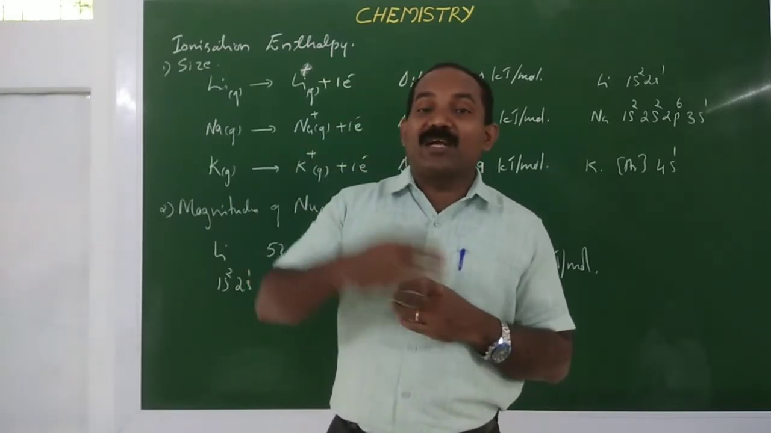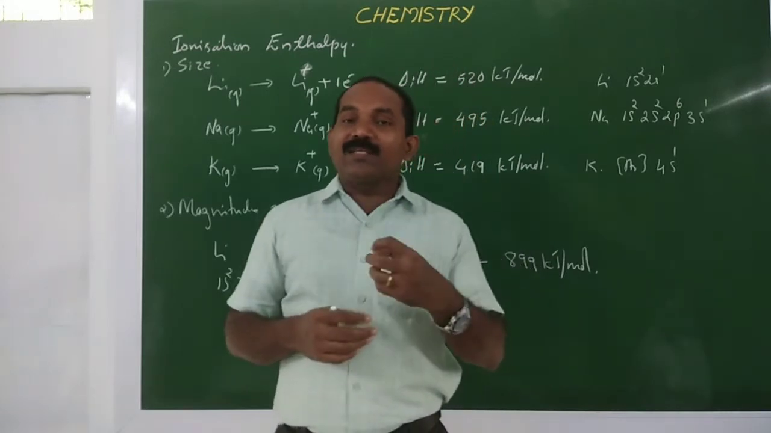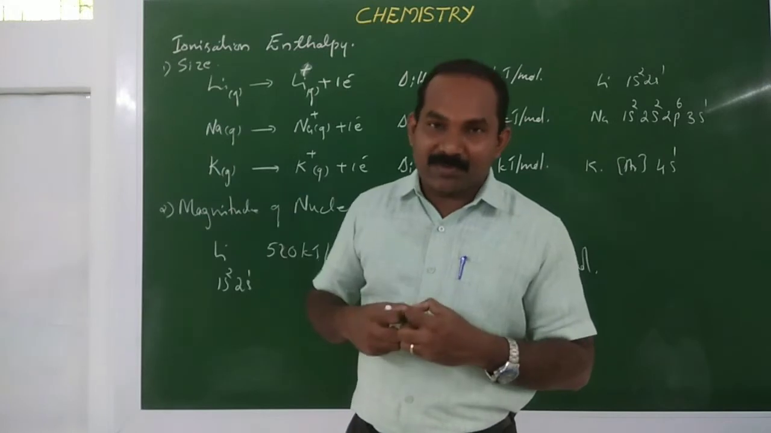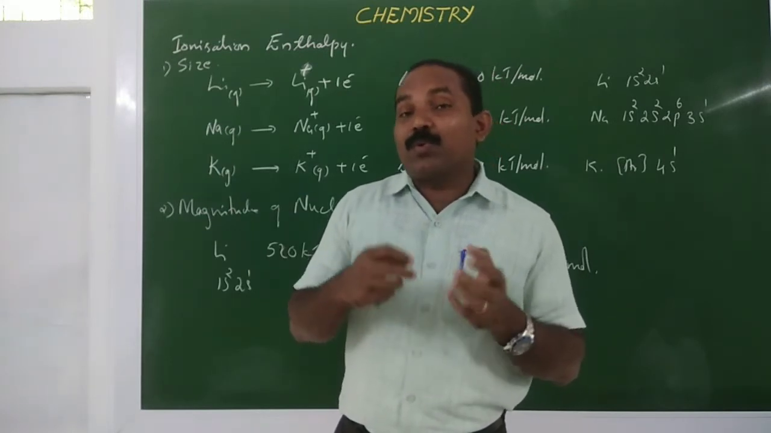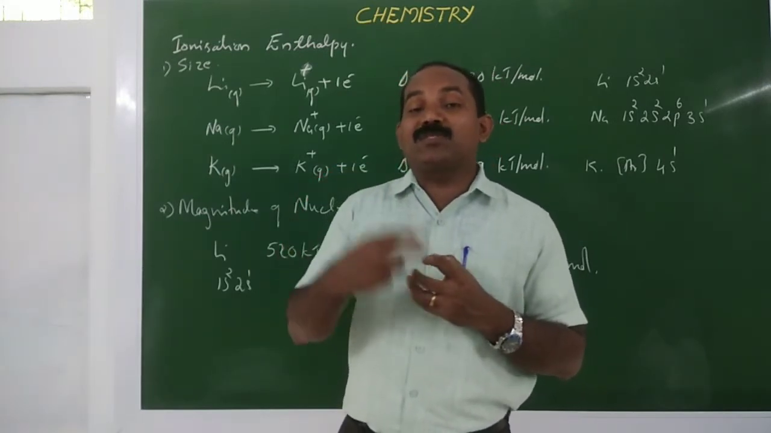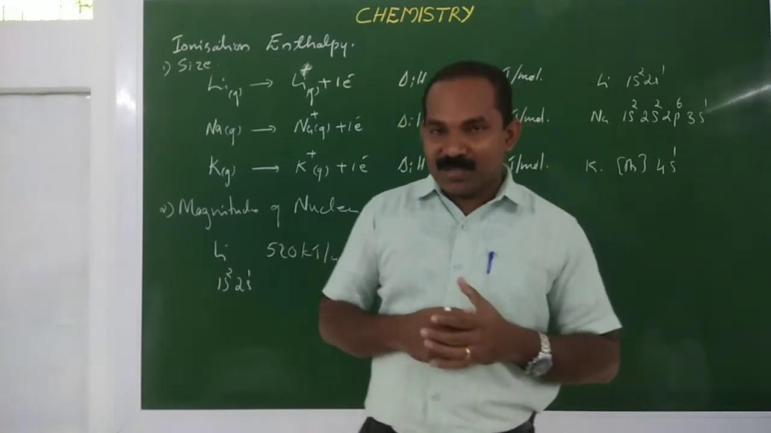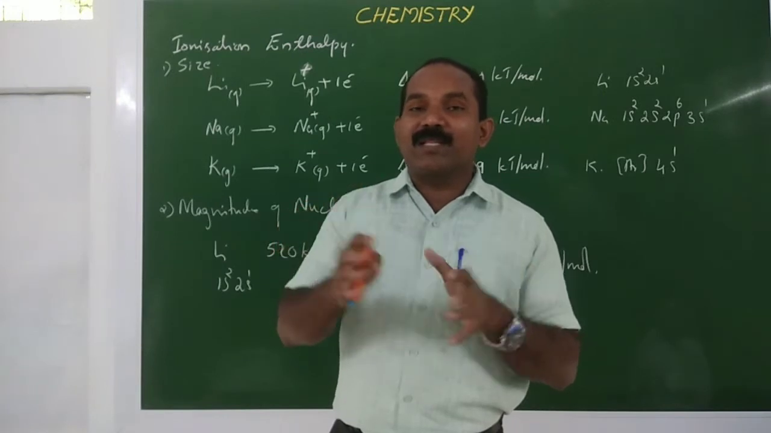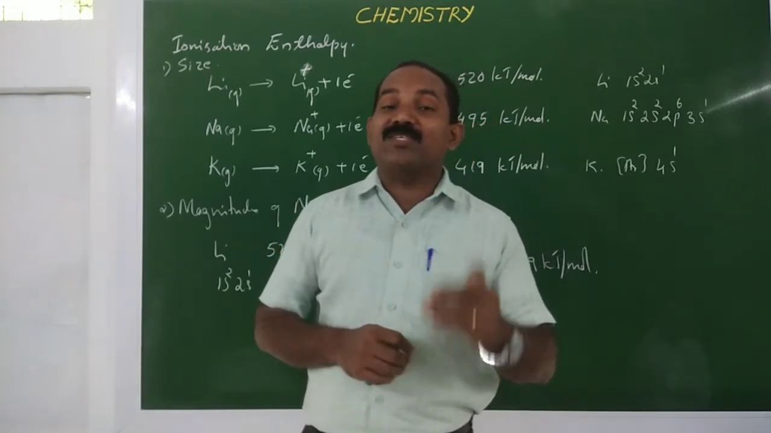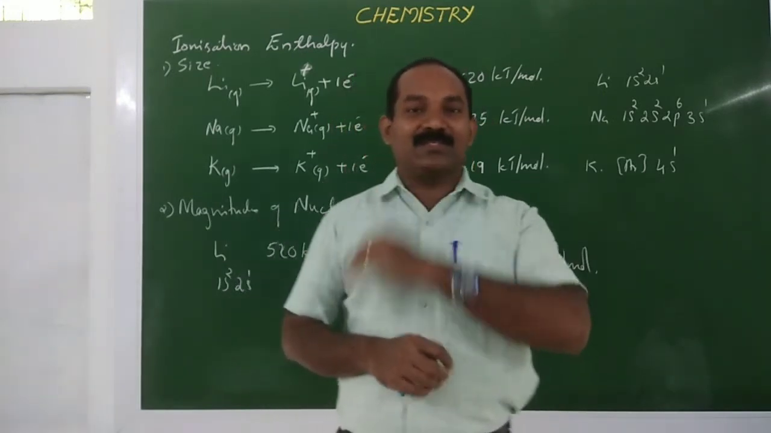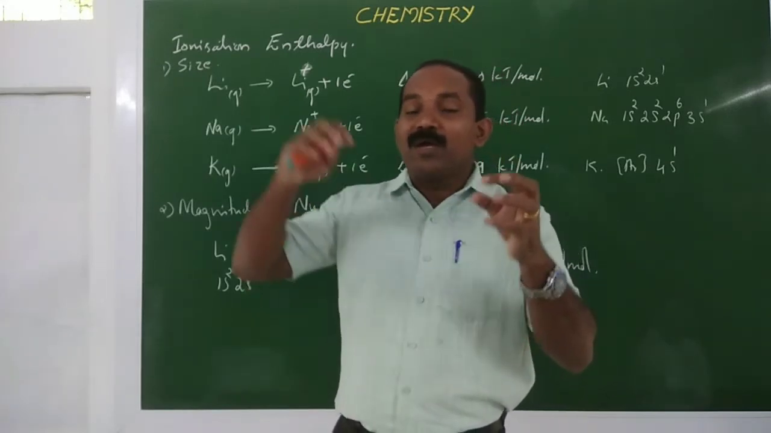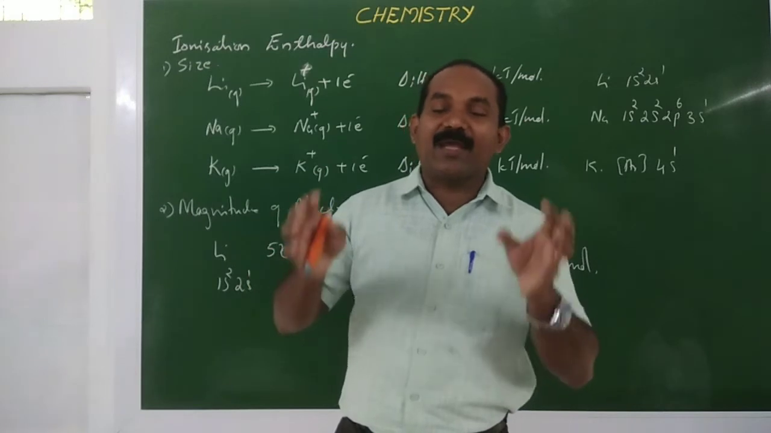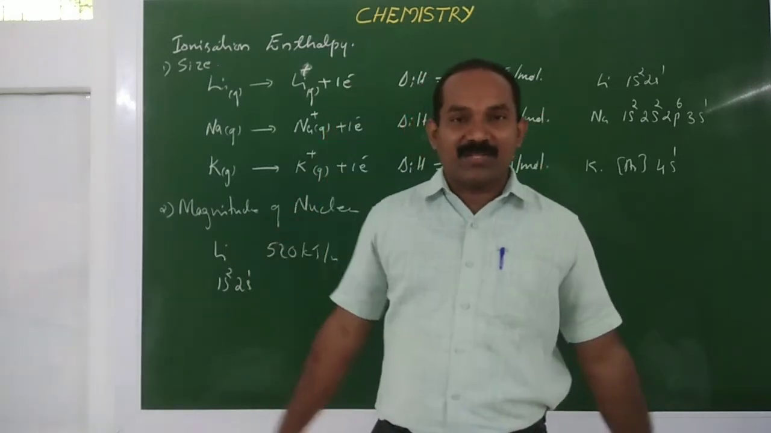Nucleus in attraction on screen cheyum. Okay, appo nucleus valence shell effectively hold cheyamatadu. Okay, the nucleus couldn't hold the valence shell electron effectively. So what happens? Attraction between the nucleus and the electron decreases and ionization enthalpy decreases. Okay, nucleus electron attraction decrease, ionization energy decrease.